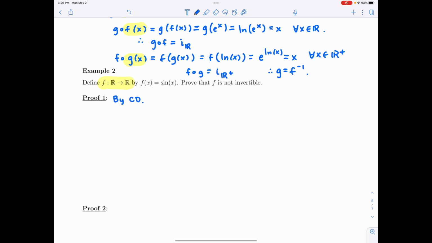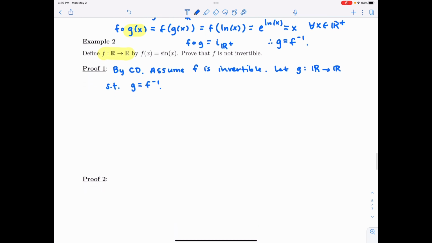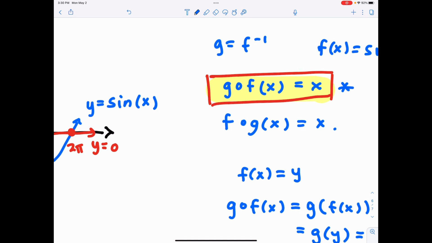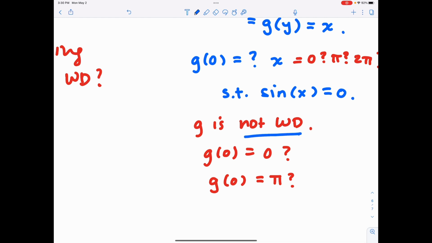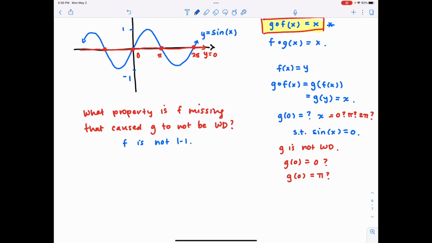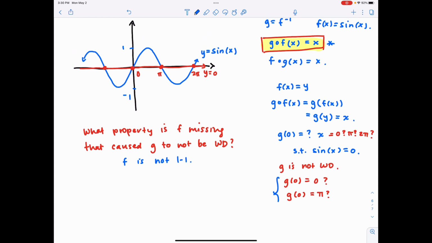So this proof is by contradiction, which means we're going to start out by assuming that f is invertible. And then we're going to let g be the function from R to R such that g equals f inverse. So we want to show something goes wrong. Looking back at our argument, the key to showing that something was going to go wrong was taking a look at what goes wrong with g composed with f supposedly being the identity, and then arriving at the fact that g is not well defined. So that's what we need to exploit in our argument, and in fact we have a counterexample to being well defined just by looking at what happens when g is at g of 0.